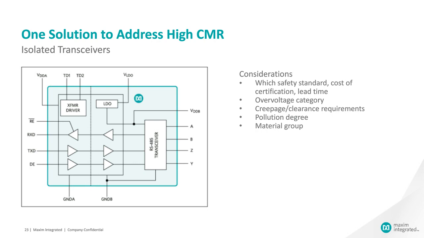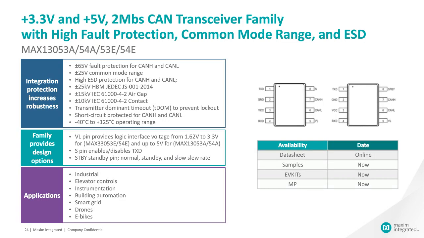One way to address this could be isolation, right? So we do offer isolated transceivers, but as soon as you use anything isolated, you have to be aware of choosing the right one. You have to take into consideration the overvoltage category of the application, what your creepage and clearance requirements are. There's a pollution degree element to it, as well as a material group piece, which is the rating of the epoxy packaging itself. And if you want to have an isolated system, you have to take note of which safety standard you're going after. And if you do want to have your system certified, there is a cost behind that as well as a lead time.